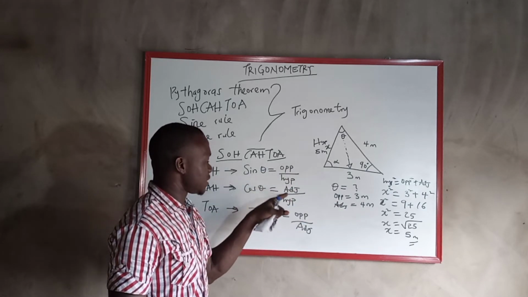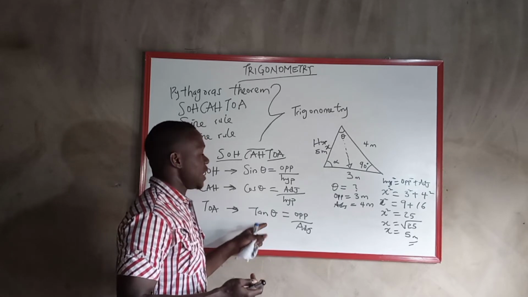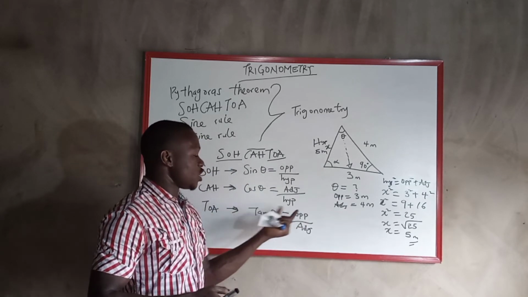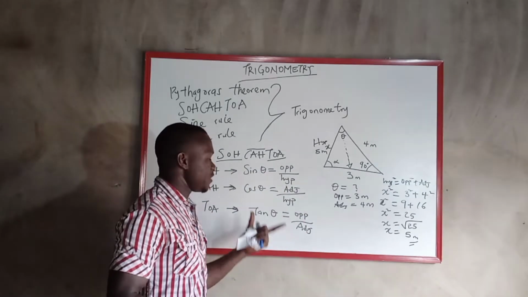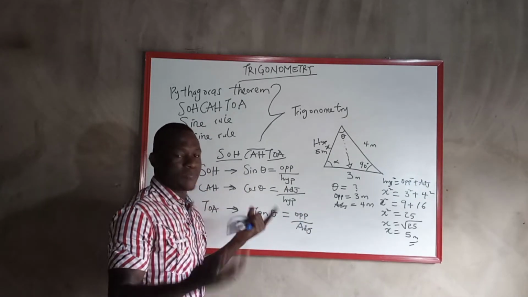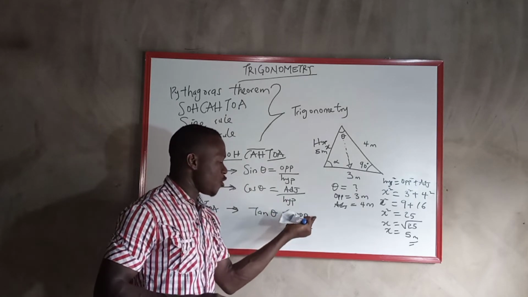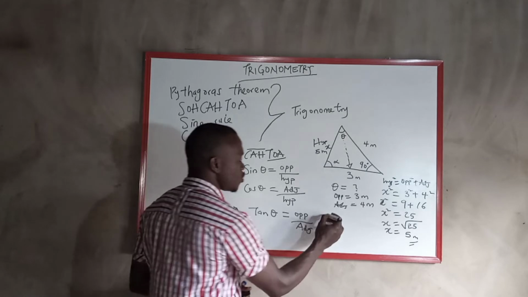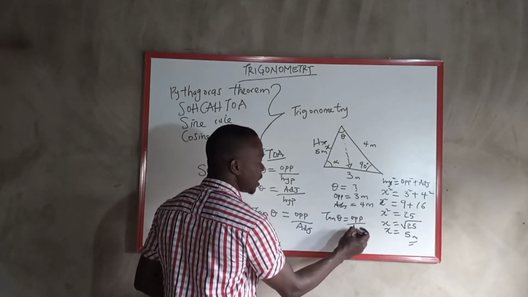Opposite, no adjacent; adjacent, no opposite; opposite and adjacent, we have tan. It's not always going to be tan. What you do is look at which of the formulas has the given items. If we have the given items in cos, then apply your cos. If you have it in sine, apply your sine. So we apply tan because we have opposite and adjacent, which is given. So we use tan theta is equal to opposite over adjacent.